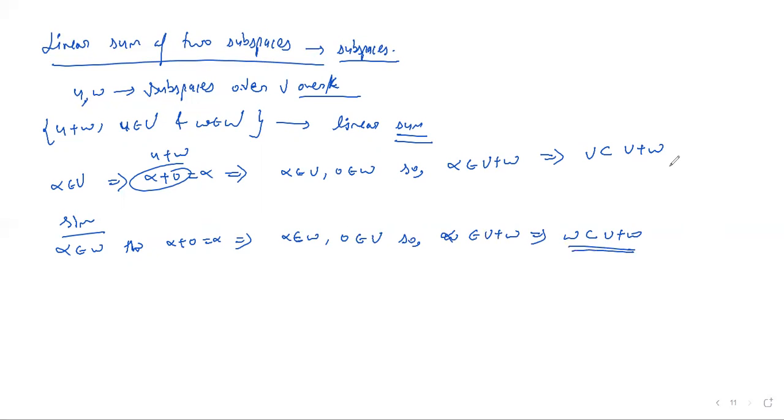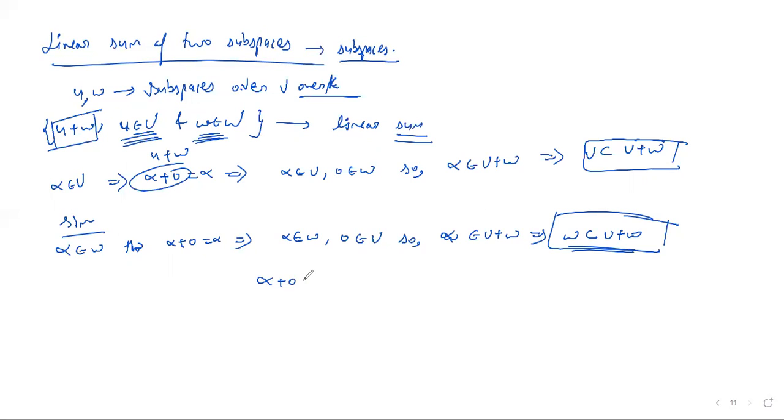So from this we can clearly say that as U is a subset of U plus W and W is also a subset of U plus W, the linear sum of two subspaces is a subspace. This U plus W we define here is the linear sum of these two subspaces U and W, and we have already said that these are subspaces. So the linear sum of two subspaces will form a subspace.